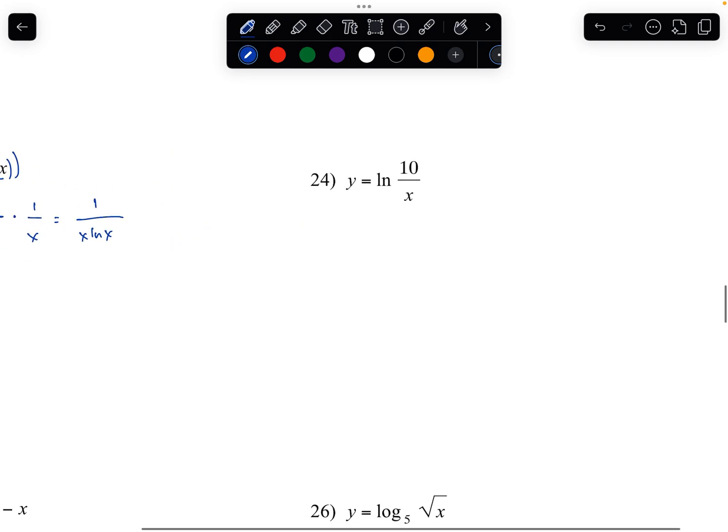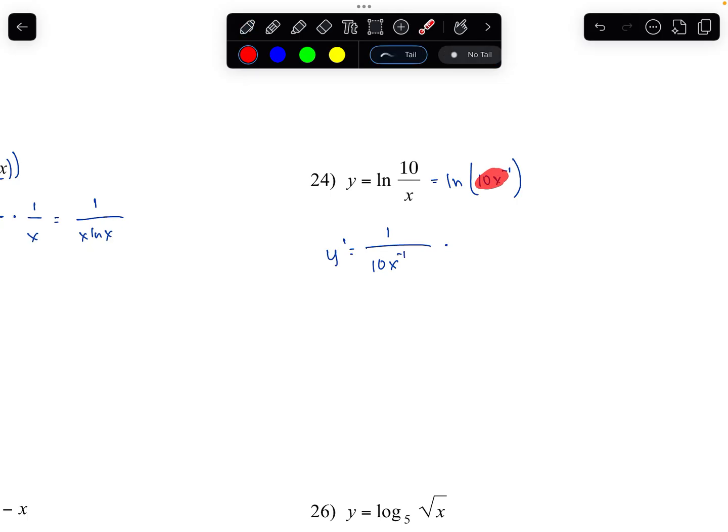For 24, I would rewrite this as the natural log of 10x to the negative 1. Okay, so when I use the derivative, I'm going to do 1 over 10x to the negative 1 times by the derivative of the inside. So the derivative of the inside will drop the negative, so it's going to be negative 10x to the negative 2.